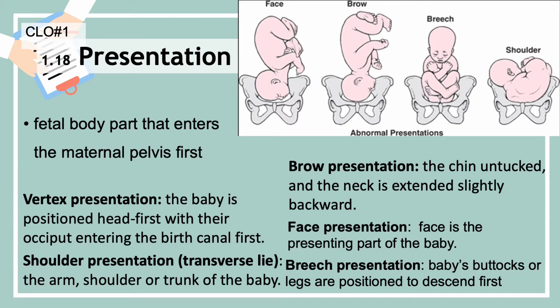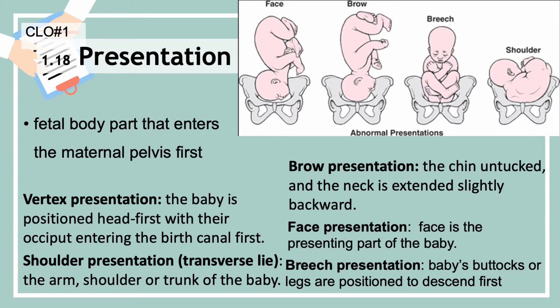The next one is shoulder presentation. This is also the baby on transverse lie. So the baby's presenting part is the arm, the shoulder, or the trunk of the baby. Next is brow presentation. A fetus in brow presentation has the chin untucked and the neck is extended slightly backward. As the term brow presentation suggests, the brow or the forehead of the baby is the part that is situated to go through the pelvis first.